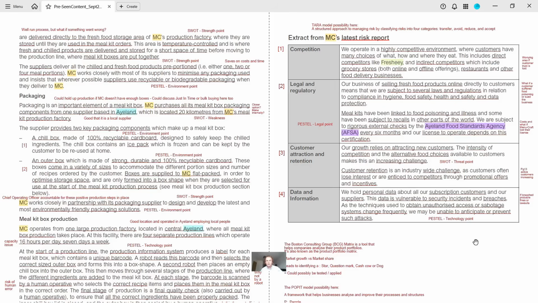From a legal and regulatory point of view, this could definitely be referred to as a PESTLE legal point. We've got the Ayland Food Standards Agency that every 6 months puts in rigorous external checks, and there is a risk that the license to operate, which depends on this certification, could be lost.